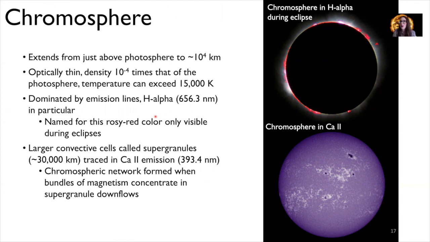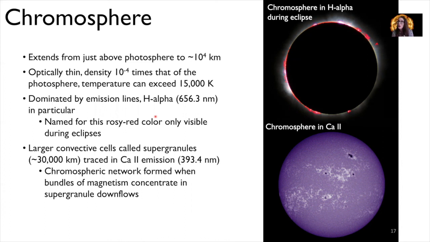The region above the photosphere is called the chromosphere. It extends from just above the photosphere to about 10^4 kilometers above. It is optically thin, so it's easy to see through. Its density is 10^-4 times that of the photosphere, so much less dense. And it has temperatures of 15,000 Kelvin. So remember, the sun's surface is about 6,000 Kelvin. So once we're getting above the sun's surface, we're starting to heat things back up again, which is a little bit confusing. The chromosphere is named because it is dominated by emission lines.